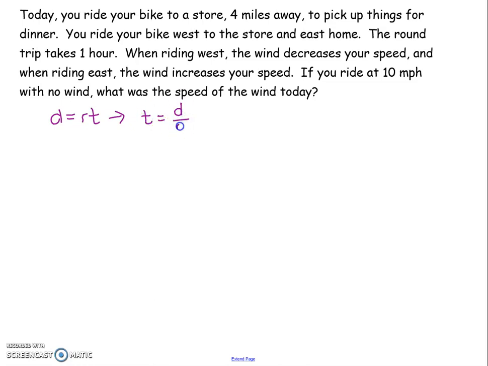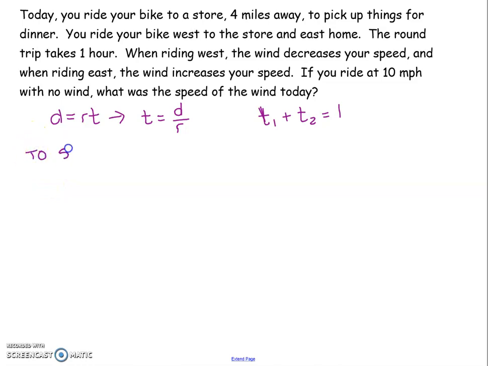Now the difference here is that there's not two different things where the time is going to be the same. Because the wind is speeding you up one way and slowing you down another way, the time to the store and back will not be the same. So there's really two different times. So we're going to say that the time one way, so the time to the store, we'll say T1 plus T2 is going to be equal to the total time, which it tells us is 1 hour. So we have two different ways we're going.